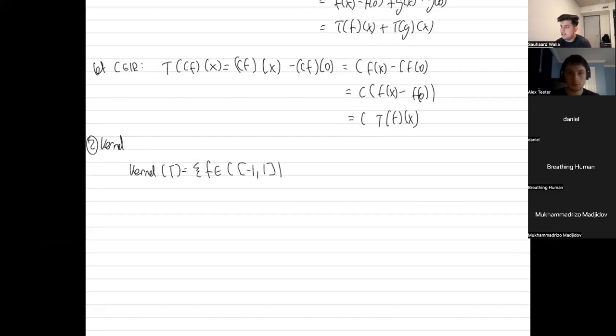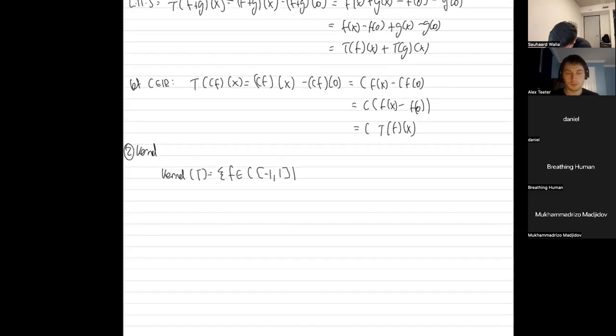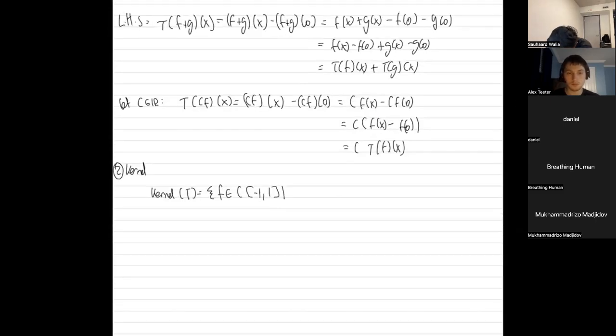What must be true about F for it to be in the kernel? Like AX equals 0, A times x equals 0. Fx is equal to 0? I'm looking for a condition to put here. What do I put here? F of 0 is equal to 0. What does this mean?